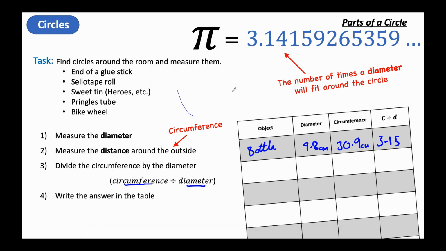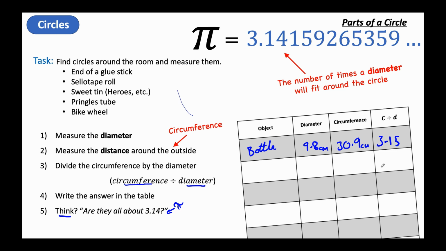Okay, write the answer in the table, just like I said. So you can do that for each object that you can find, as many as you can do. Then I want you to have a little think. Are they all about 3.14? So are they all roughly the same as pi? Well, 3.15 is pretty close, actually, to 3.14, isn't it? So that's what I want you to do. I want to see if they are the same.